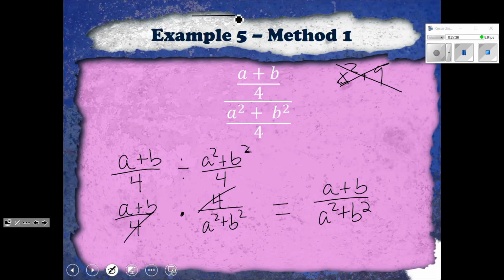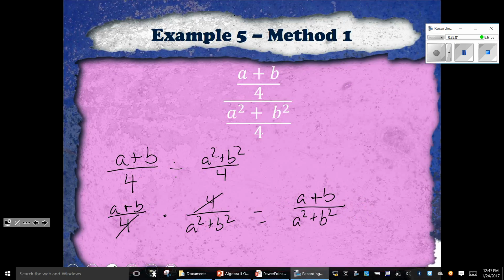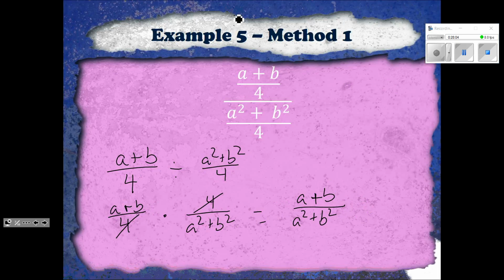Can you cancel? It's your ticket to lunch. Why can't you? Think about it. All right, so my question to you is this. Why can I not go in at this point in time and cancel one of these A's with one of those A's and one of these B's with one of those B's and get 1 over A plus B?